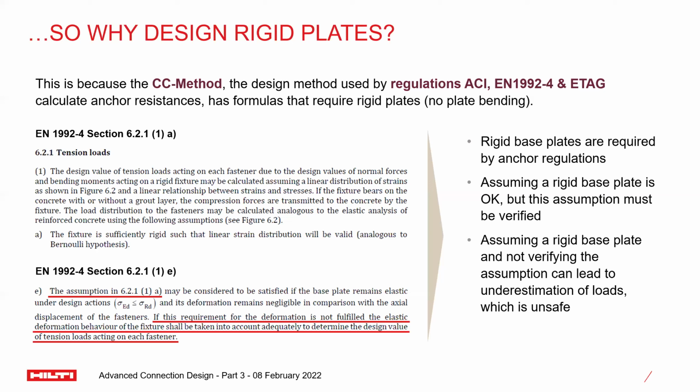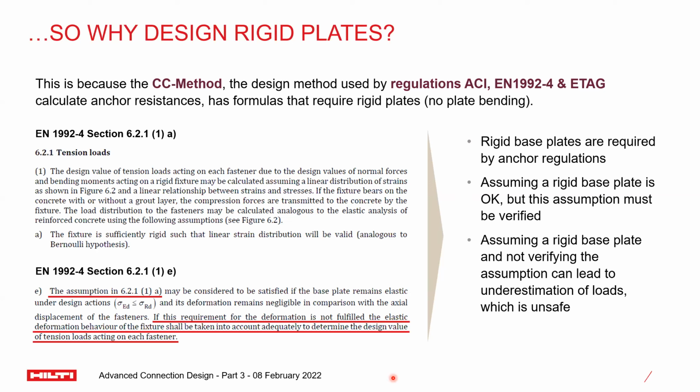As an example, you can see Eurocode 1992-4, or Eurocode 2-4, section 6.2.4's guidance on the base plate calculation. This is an assumption made by Eurocode, and it says that if the requirement for the deformation is not fulfilled, the elastic deformation behavior of the fixture shall be taken into account adequately to determine the design value of tension loads acting on each fastener. So again, it's always trying to go back to the rigid assumption. Rigidity is always an assumption. This is what I'm trying to tell you.